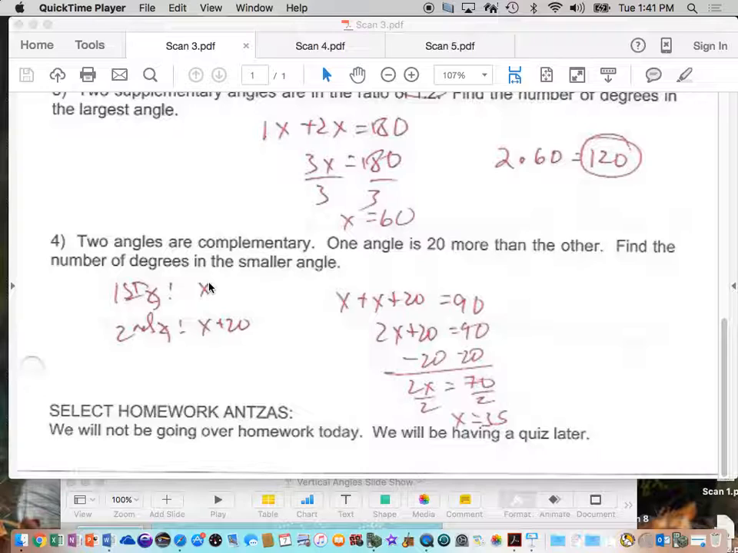So the first one is x. The second one's x plus 20. I add them and get 90. Same side situation. 2x plus 20 is 90. Minus the 20 from both sides. Divide by 2. x is 35. Okay? Any questions?